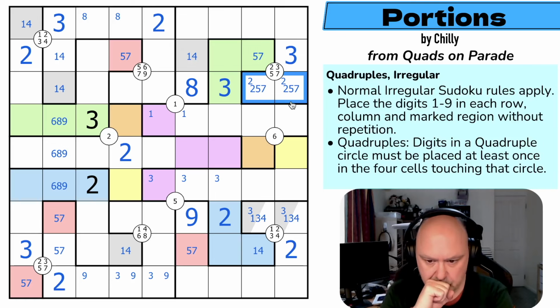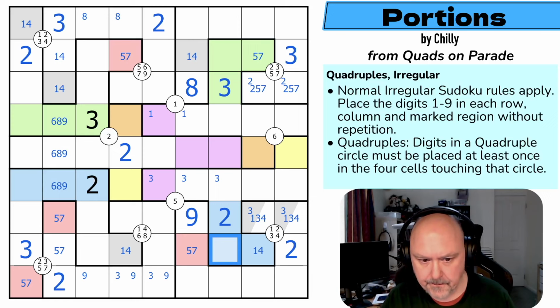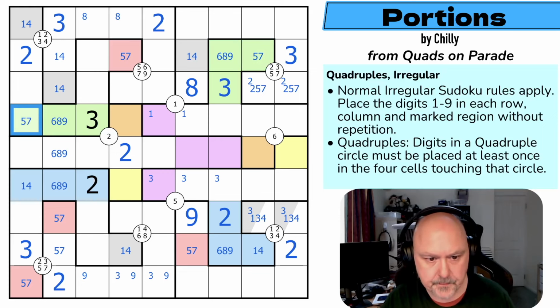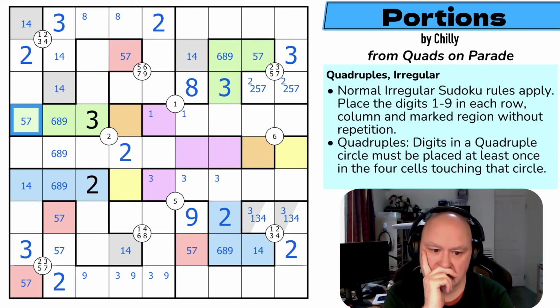Okay. This 689 must go here. Because remember, these 3 digits are these 3 digits. This is the 689, and this is the 14. The 14 that is here must go here. Now, similarly, this is the 689, because neither of those could be 689, and the 57 that's here must go here. And now I can start colouring other digits.